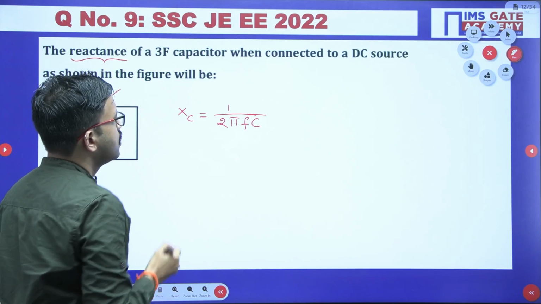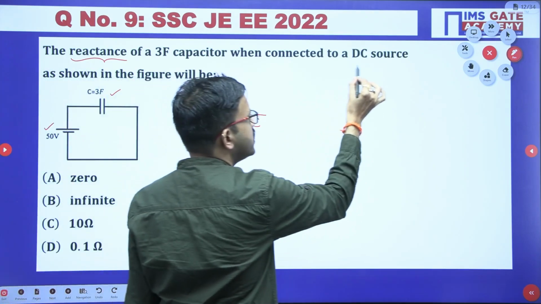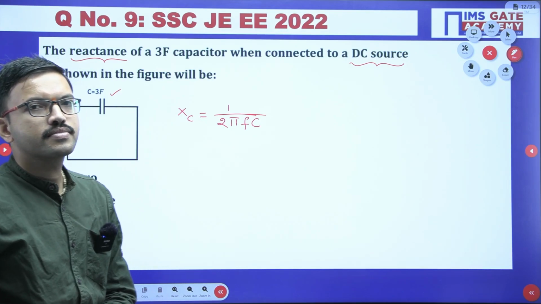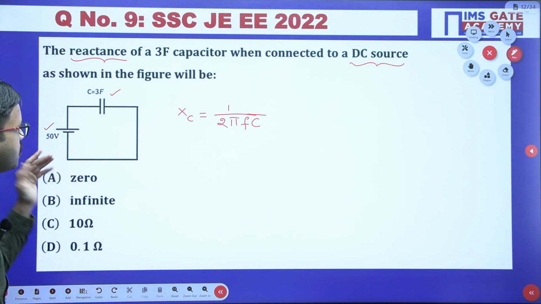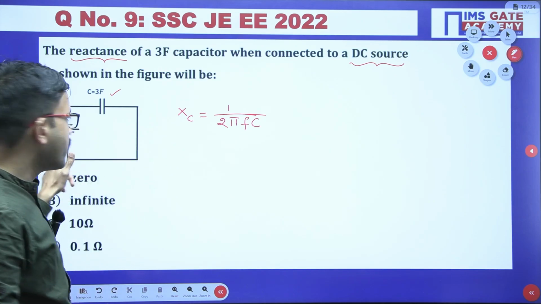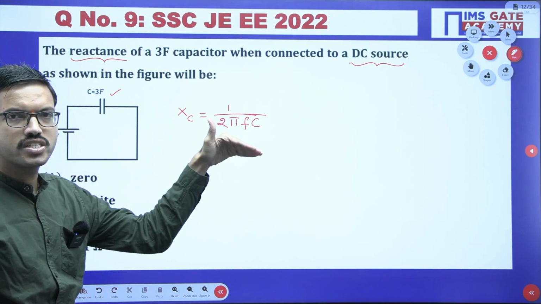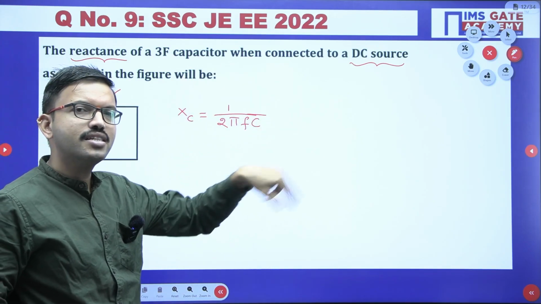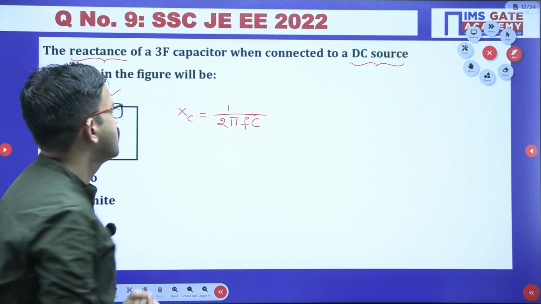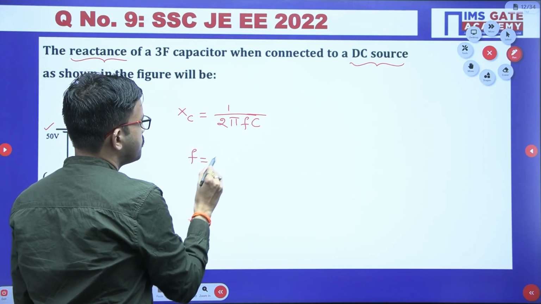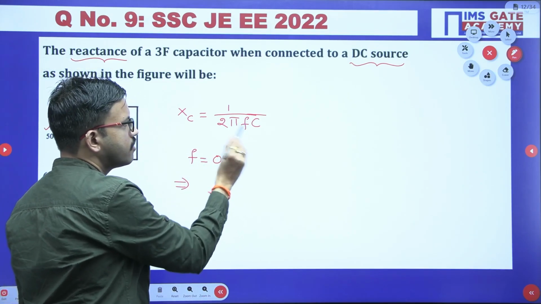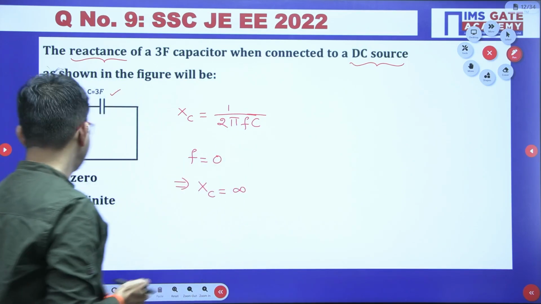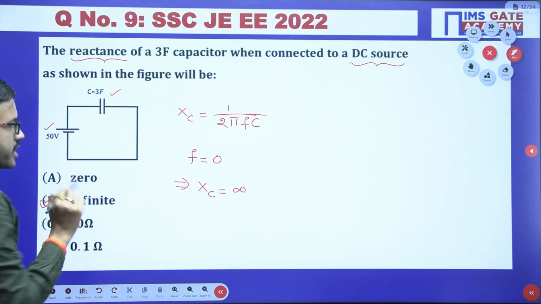Whenever you have a DC supply, what is the frequency? With a DC supply you have a constant. Here you have a voltage source, which means the output is constant throughout the time. That means the time period will be infinite. If you take the reciprocal, frequency will be 0. So when you substitute here, 1 by 0 is nothing but infinity. So Xc equal to infinity. So option B is the correct one.